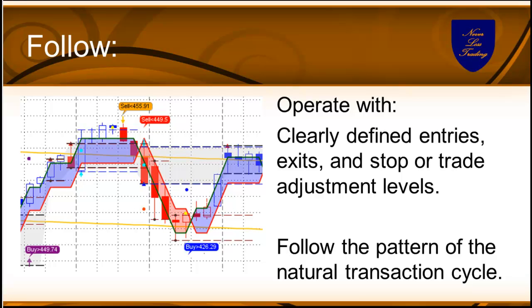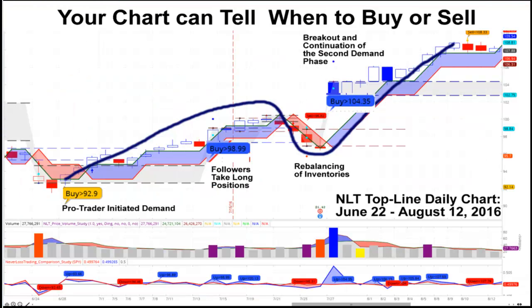Yeah, and we follow this pattern of the natural action and transaction of the markets. With the right tools on hand, your chart can tell when to buy or sell. That's important. And you see now how with the early entry, the follower demand, the rebalancing of inventories, you can predict most likely what's going to happen, and you can predict it more often than not. And that makes a high probability trading system for you.